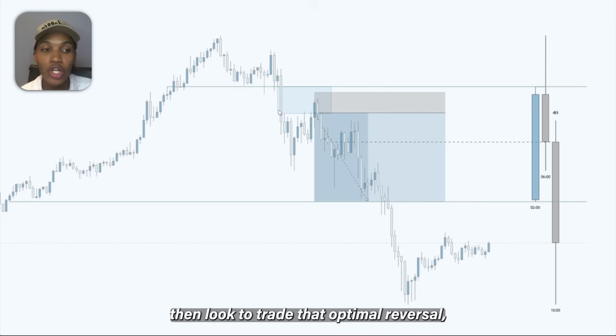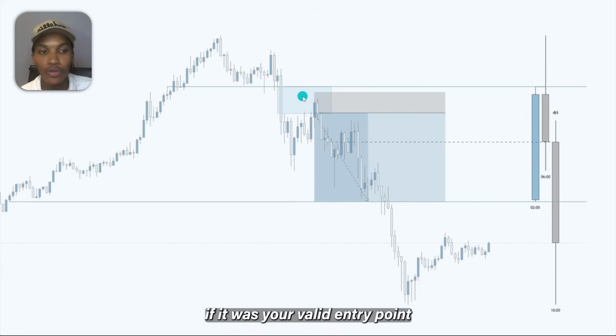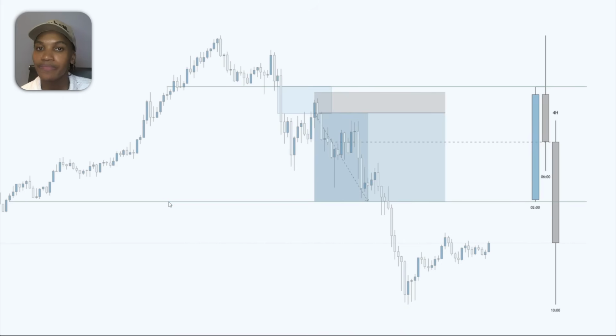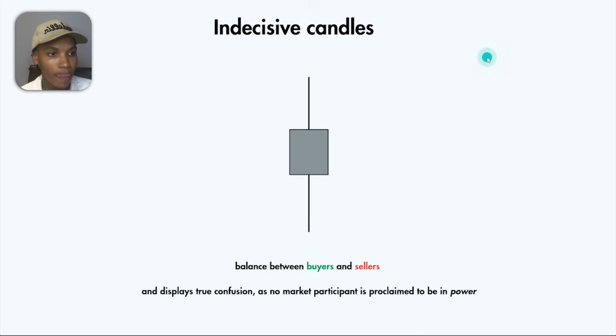Once you see that, you're then looking to trade that optimal reversal, which is why this FVG was your valid entry point, and you're then targeting the liquidity at the lows. Quite simply, that is how you combine a candlestick to find a bias as well as a trade.